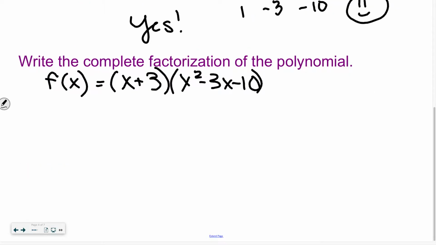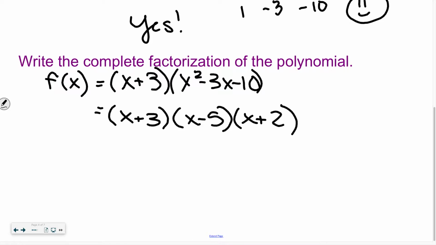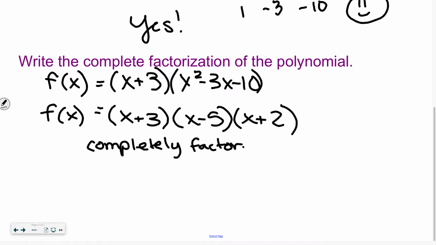Is that the complete factorization? No, because I can still factor x squared minus 3x minus 10. So that's x plus 3 times x minus 5 times x plus 2. This is completely factored. That's what a complete factorization is.